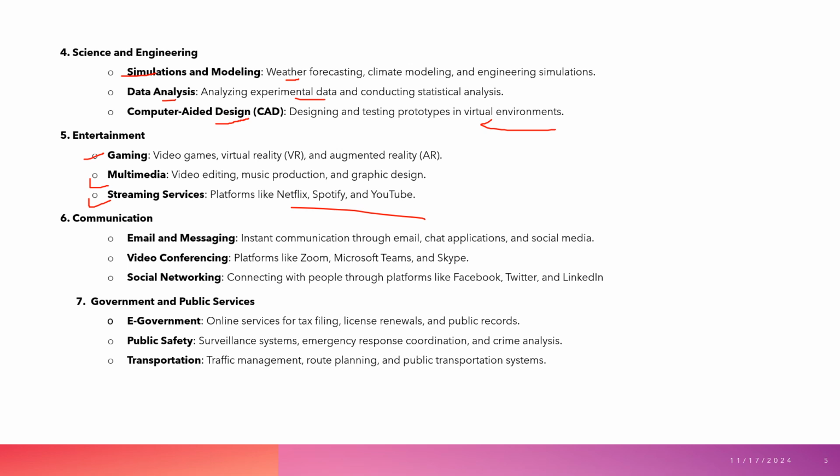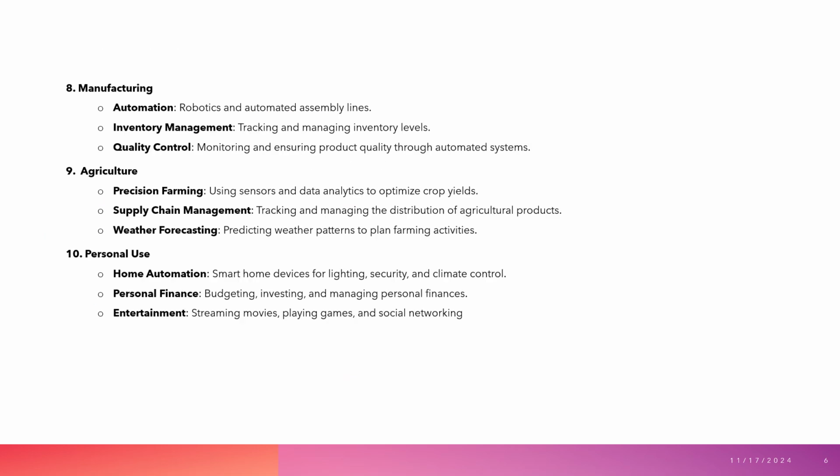Another important application of computers is communication, which includes email, messaging, video conferencing, and social networking. Government also offers a lot of services to the public, including tax filing, license renewals, and maintaining public records. Public safety is maintained through surveillance systems, emergency response coordination, and cybercrime analysis. The transportation sector can also be improved by traffic management, route planning, and public transportation systems, finding its applications via computers. So I've tried to list 10 applications here.